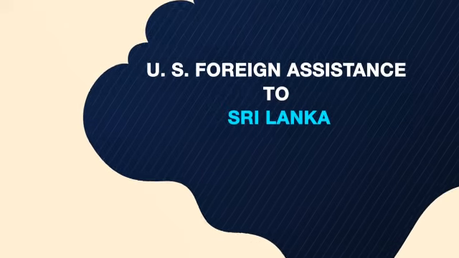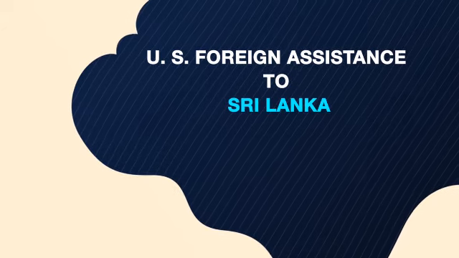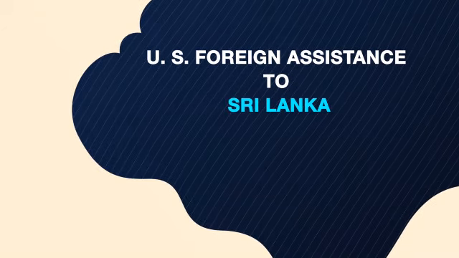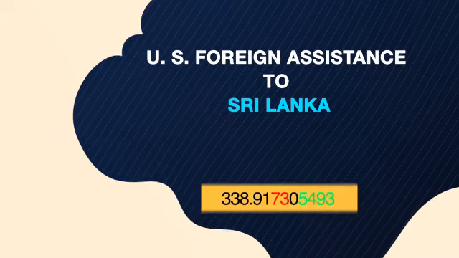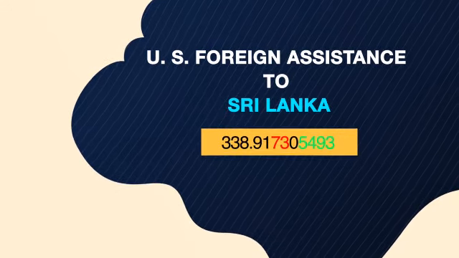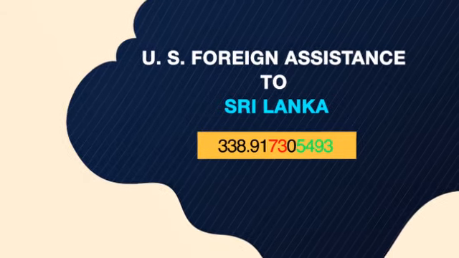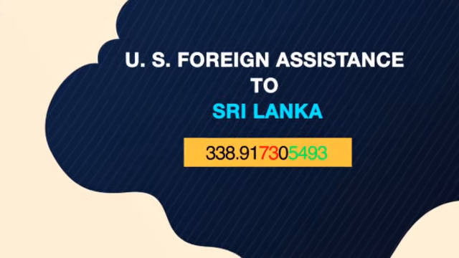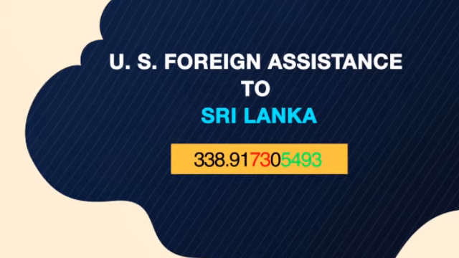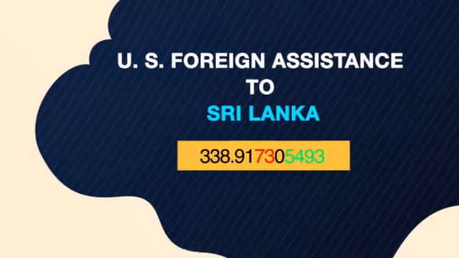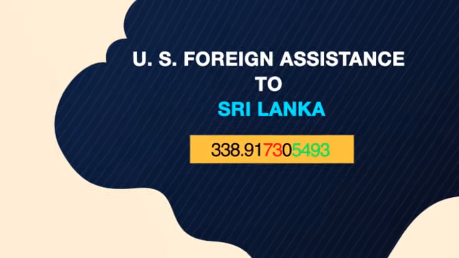Now let us move to the next, again with two countries. This is US foreign assistance to Sri Lanka. So again, one country assisting the other country, and these are foreign assistance. And again, within economics, you will find 338.91. This is basically economic assistance that has been given. The number for US is 73. The other country is Sri Lanka, number is 5493.